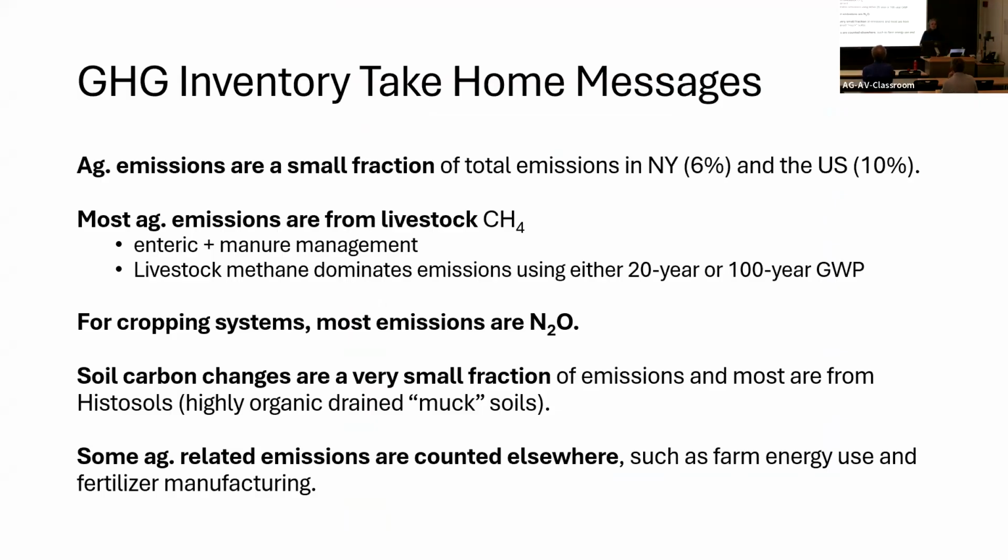So the take-home message is just from the inventory portion. Ag emissions are a small fraction of our total emissions in the state. Most of our emissions are coming from livestock, and most of those emissions are from methane. For the cropping systems, right, if you're thinking about mitigating there, thinking about the nitrous oxide emissions is important. Soil carbon changes are a very small fraction of emissions, and most are coming from histosols or the highly organic drained muck soils. There are some ag-related emissions counted elsewhere, such as farm energy use and fertilizer manufacturing, right?